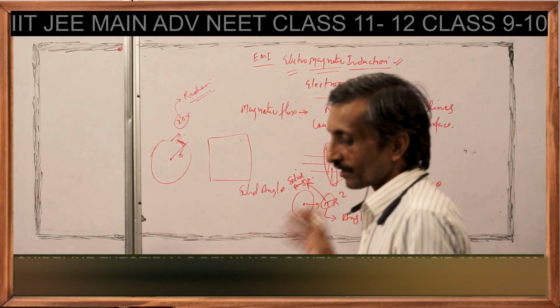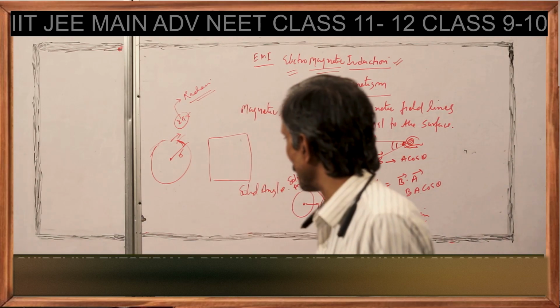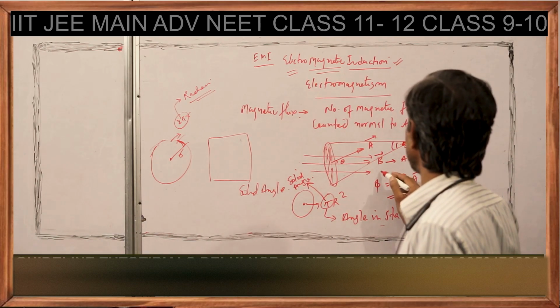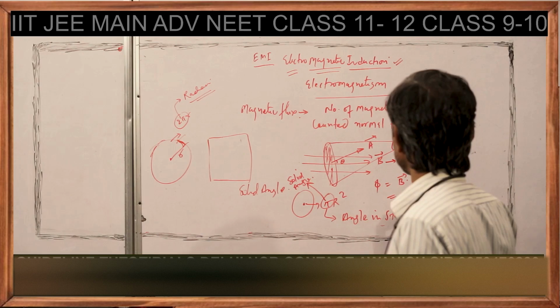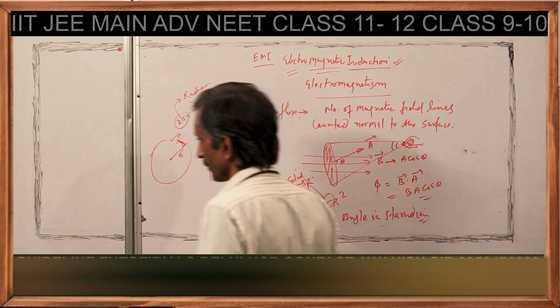Okay, so the area vector is perpendicular to the plane of the area, and the magnetic field lines are defined as B A cos theta, B dot A. This is the basic concept of electromagnetic induction.